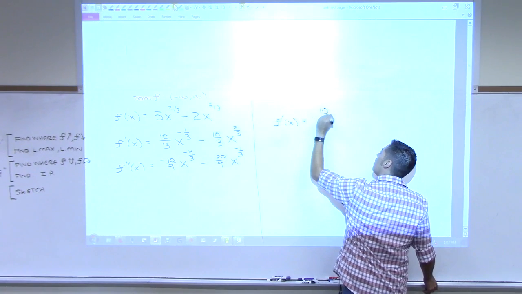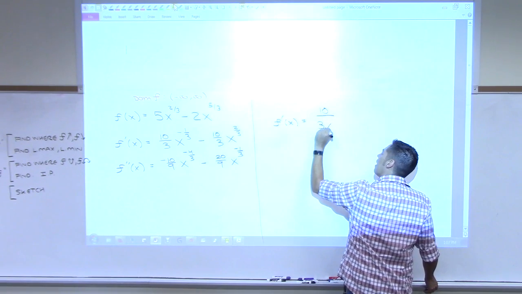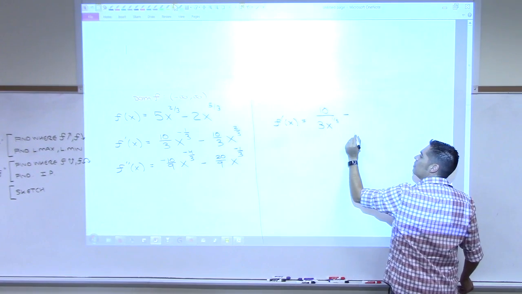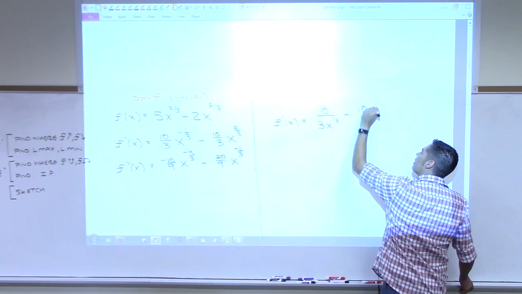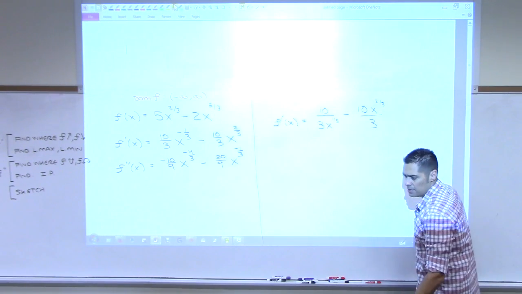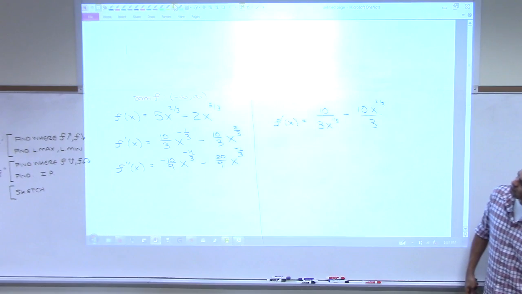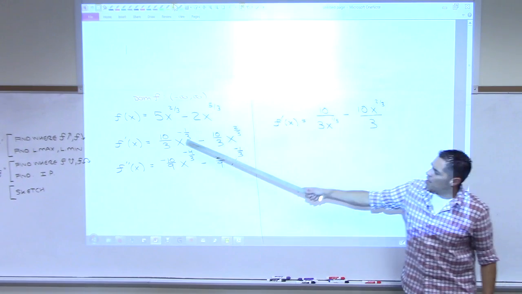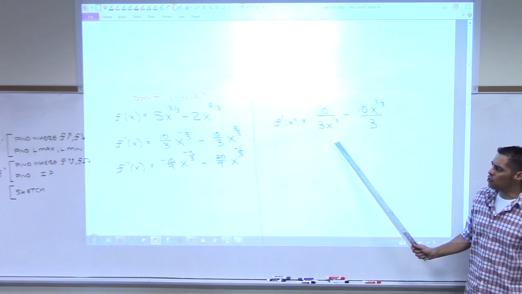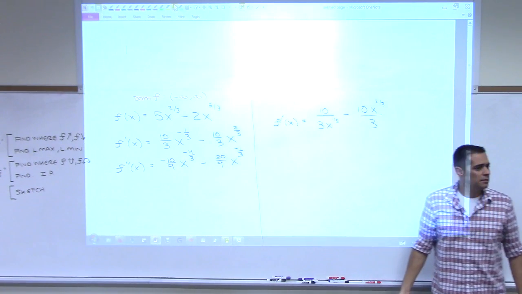This is really 10 over 3x to the 1/3, minus 10x to the 2/3 over 3. Is that the same thing? That's this, right? I just take the x to the negative power, drop it down to the bottom. It joins the 3 that was already down there.